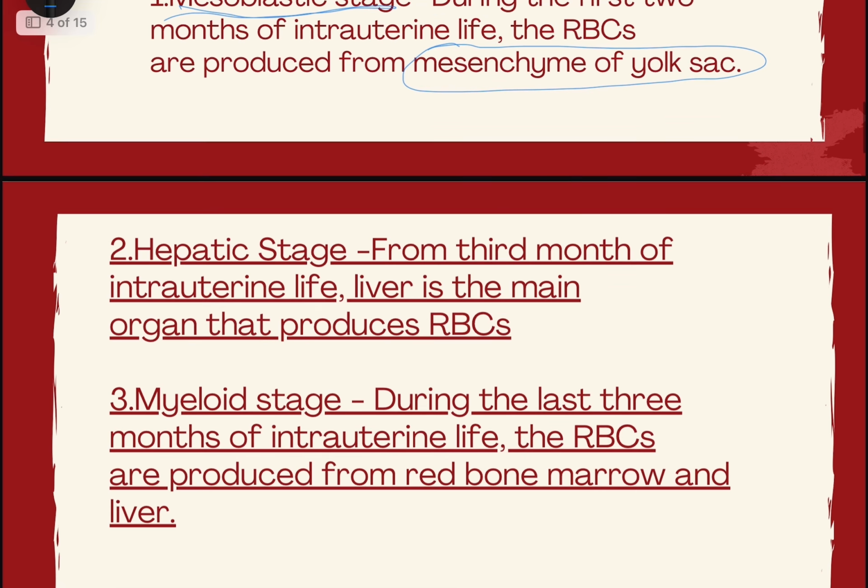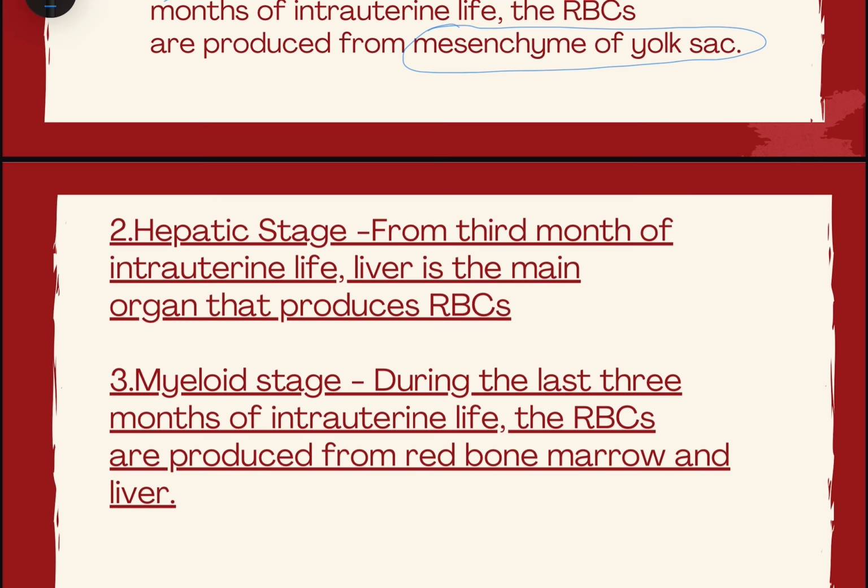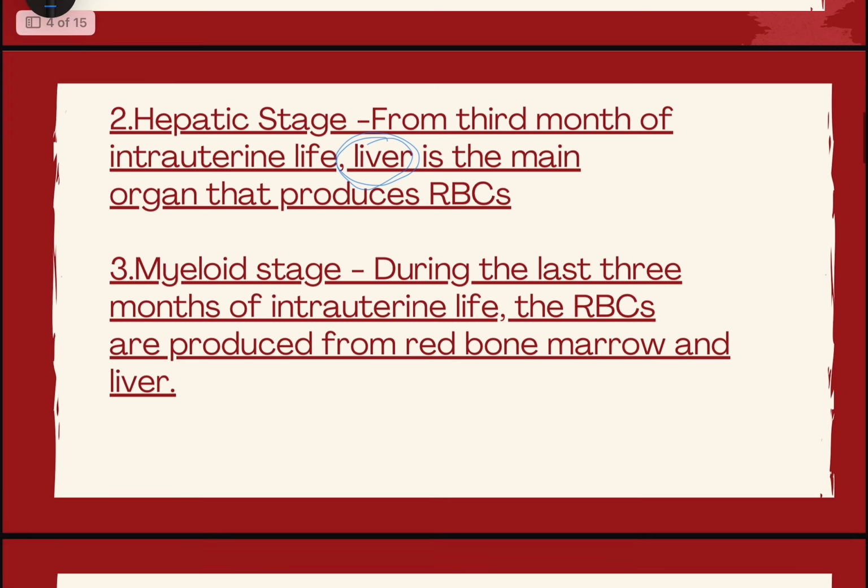Second is the hepatic stage. As the name itself suggests, hepatic means liver. So the liver is the main organ that produces RBCs in this second stage. And lastly, but not the least, the myeloid stage. This is the final stage, the last 3 months of intrauterine life. Now the RBCs are produced from the red bone marrow and also the liver.